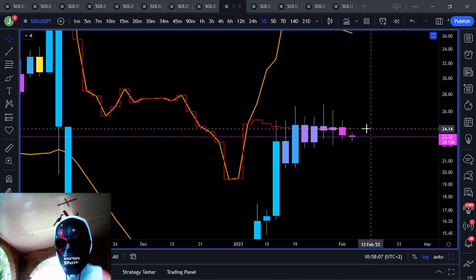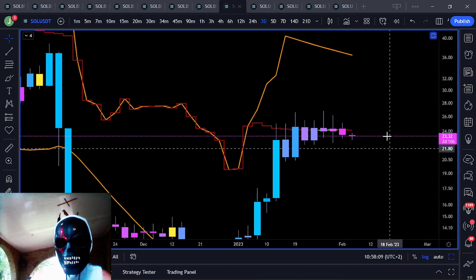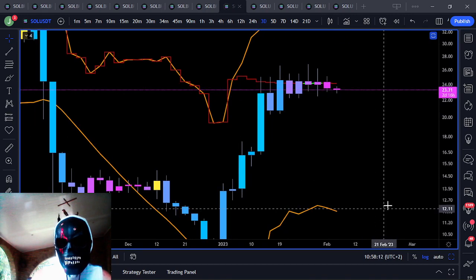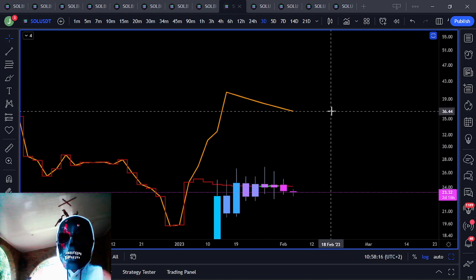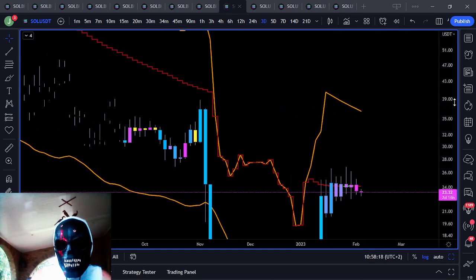Any closes below 24.14, bearish. Going to get you to $12. Any closes above 24.15, going to get you to 36.59, aka bullish.